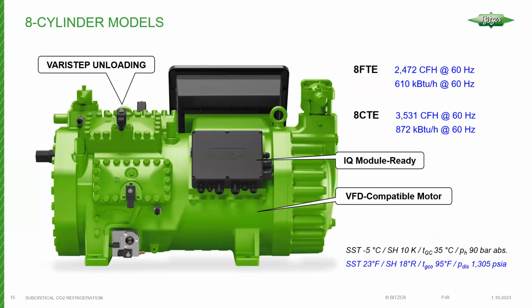And there is a larger model coming out. They just keep getting bigger. There's an 8-cylinder that has been introduced in Europe. That one is referred to as an 8FTE and the other is an 8CTE. These are basically larger displacement compressors. And just to give you an idea of the capacity, operating, we'll say medium temp applications, one is a 610,000 BTU compressor operating at 60 hertz, and then the even larger one is 872,000 BTU.